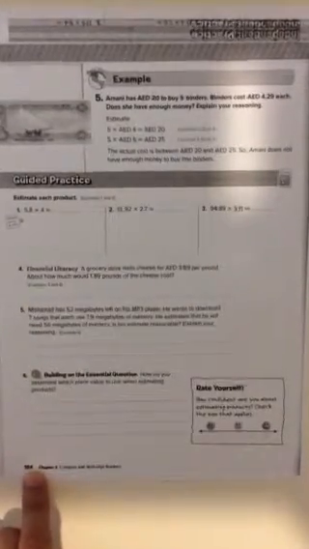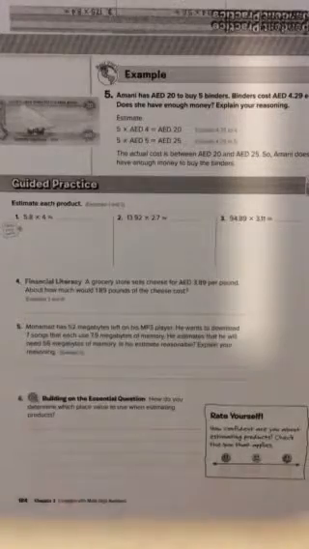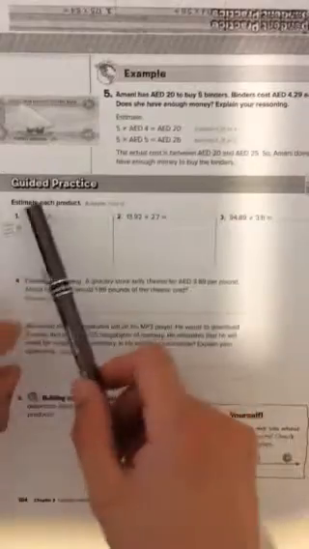Alright guys, in this section of the book, and by the way, we are on chapter 3, page 184, what they want you to do is start multiplying decimals. At first, we're multiplying decimals, but we want to start off with estimation.